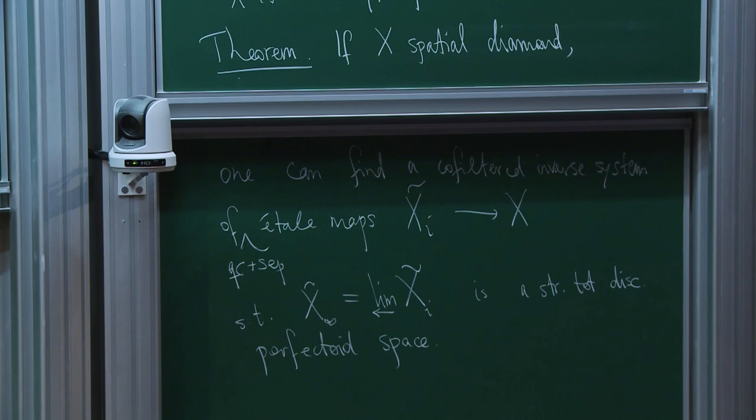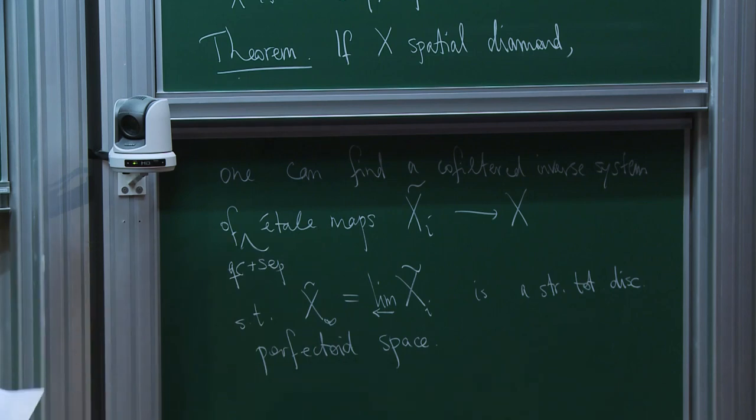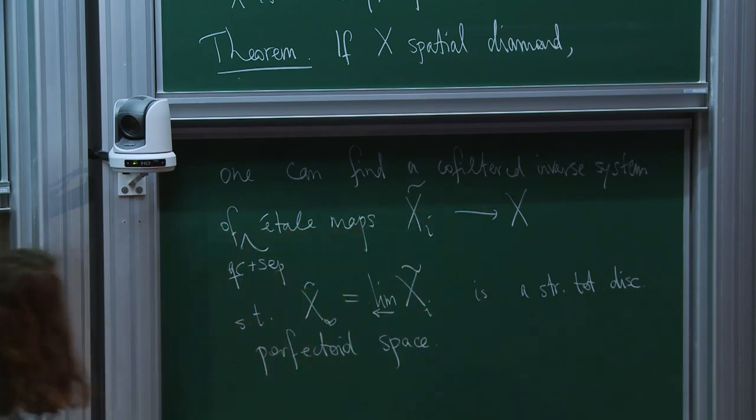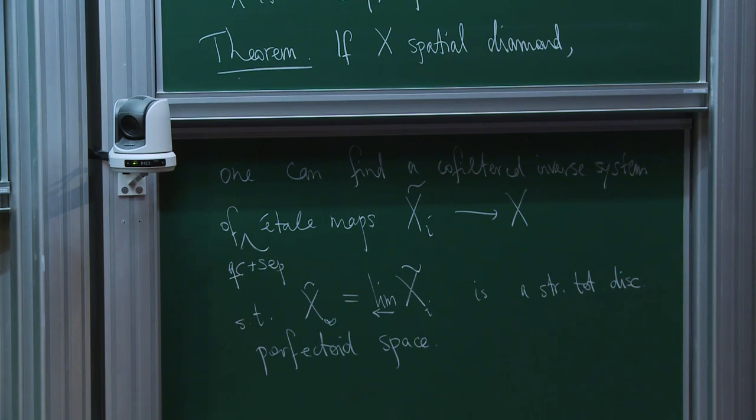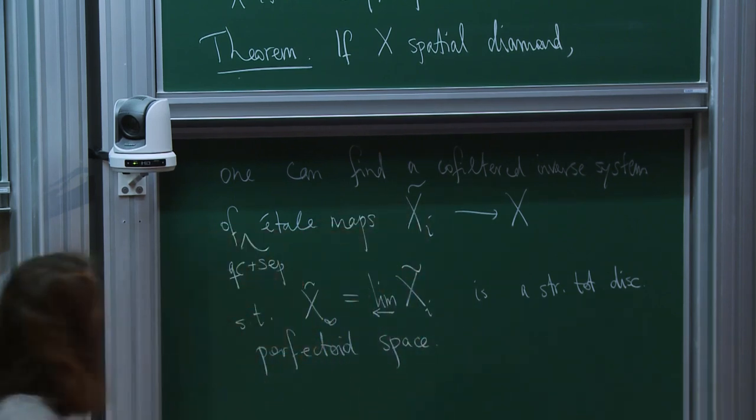So that's something that I said orally for affinoid perfectoid spaces, and in this case you would just take some kind of inverse limit of all possible etale maps. But in fact this works for any such spatial diamond. Okay. So just by using the etale maps you can build such a pro system which will completely disentangle the whole space.